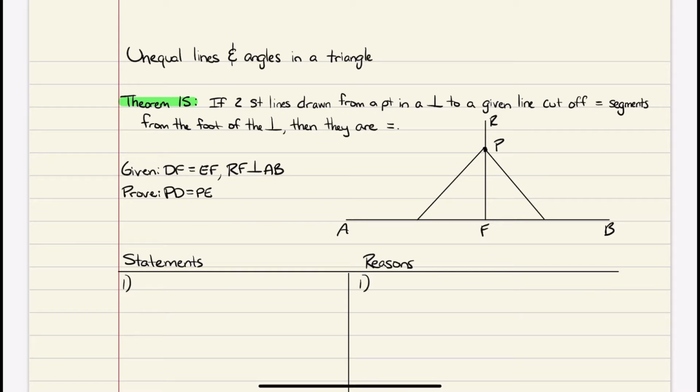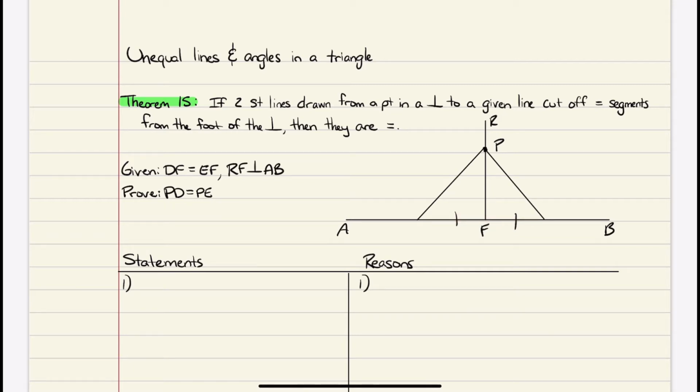For the sake of this proof, I didn't obviously measure this out, and we don't have to, as long as our picture is close enough and we state that they are equal to each other. So we use these two lines to cut off equal line segments on that given line from the foot. This is the foot of the perpendicular. We cut off equal segments both ways from the foot of that perpendicular.